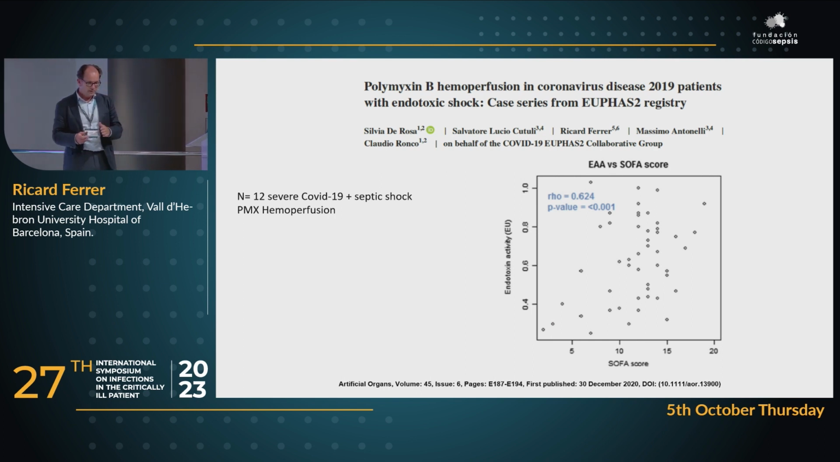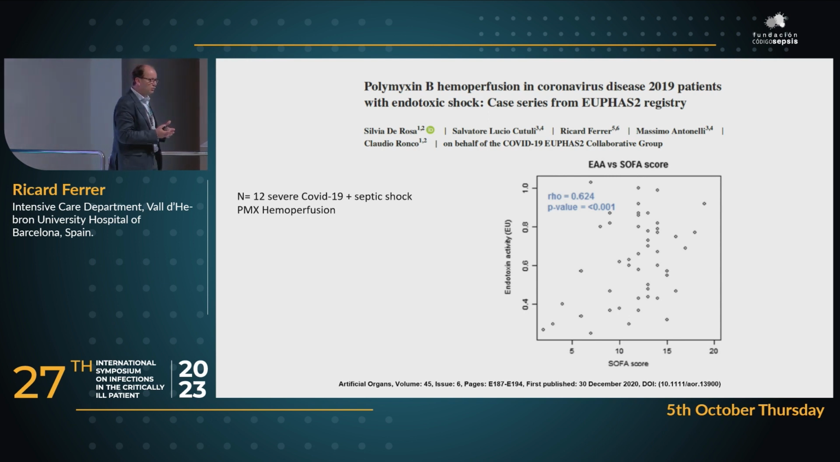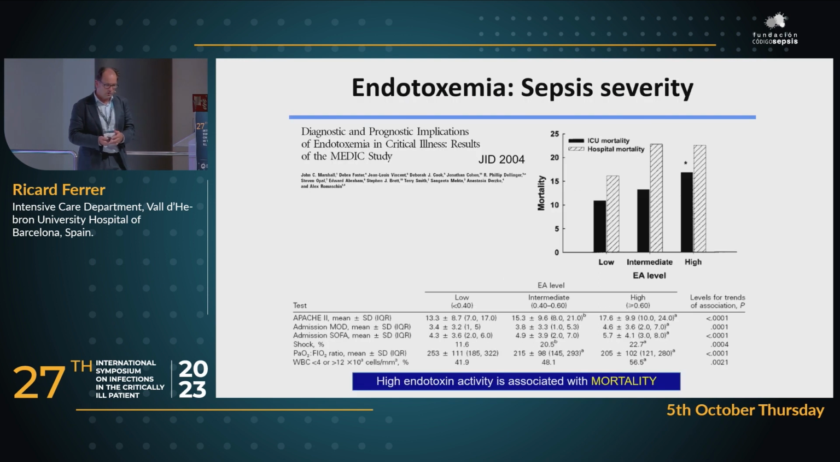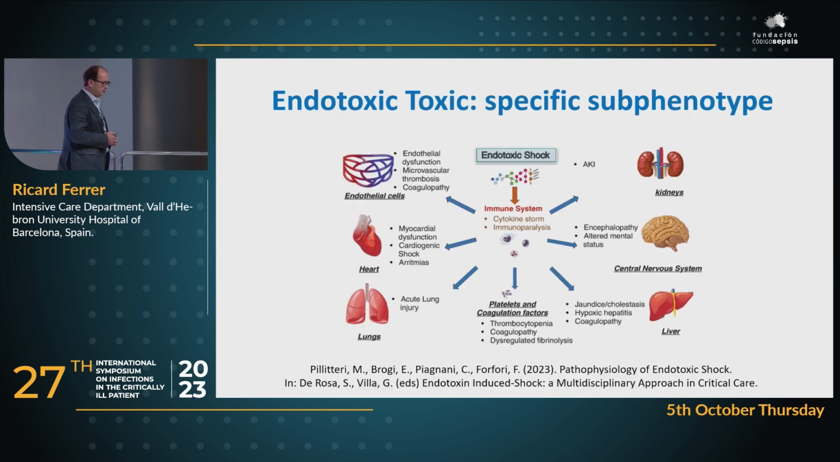And you can see here that those 12 patients have a nice correlation between severity, SOFA score, and the activity of endotoxin, suggesting that those patients who have higher severity have more translocation from the gut, and despite they don't have a gram-negative infection, they have this subphenotype of endotoxic shock. So the correlation between endotoxin activity and severity is well established. In this case by John Marshall, but it's very well known since several years ago.